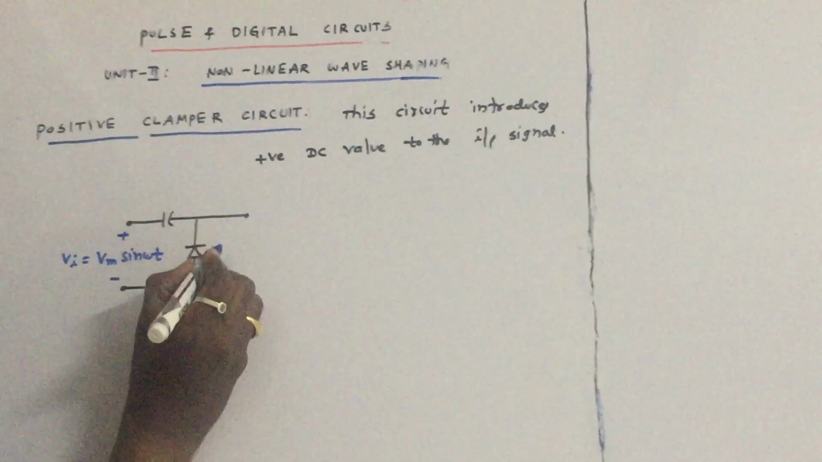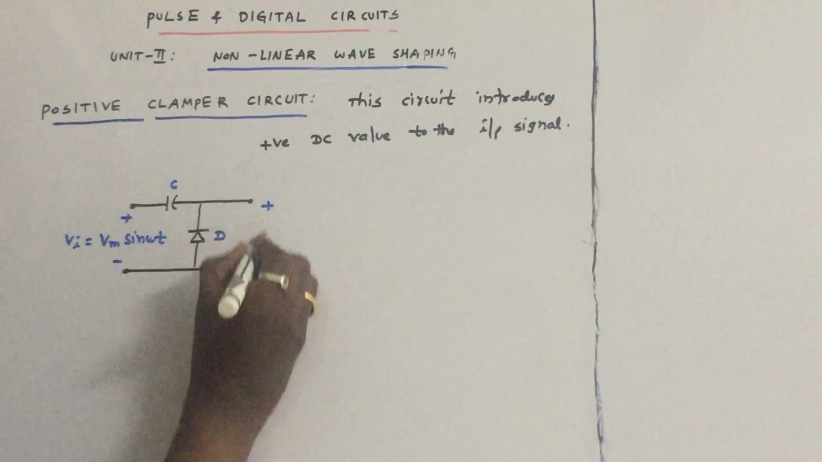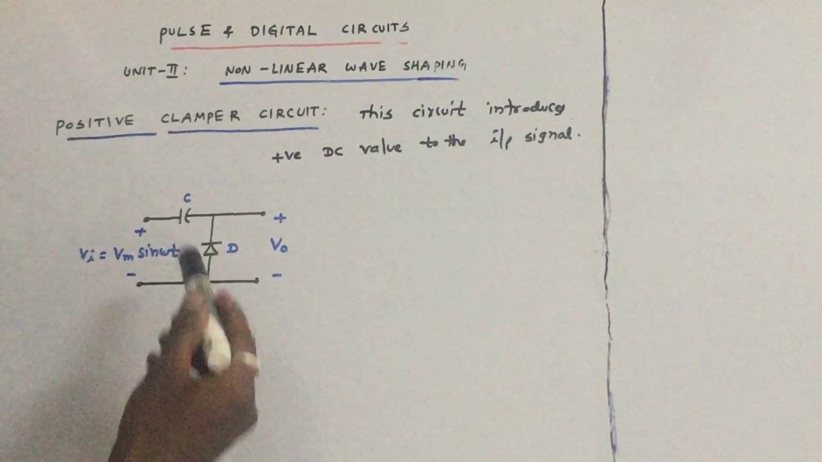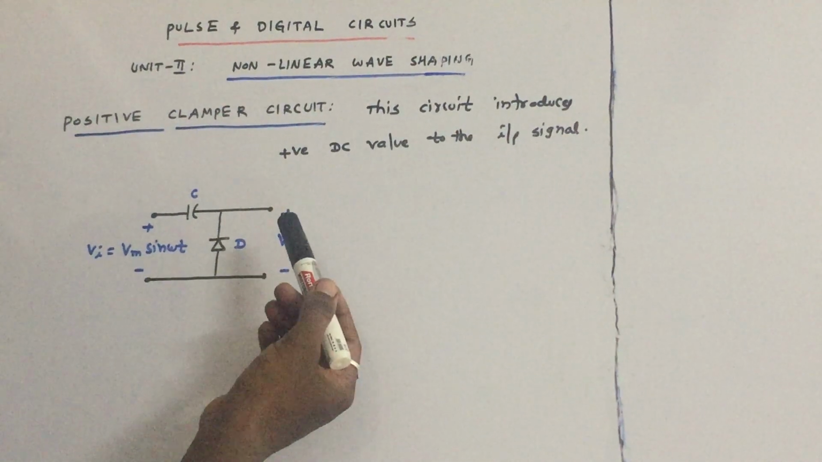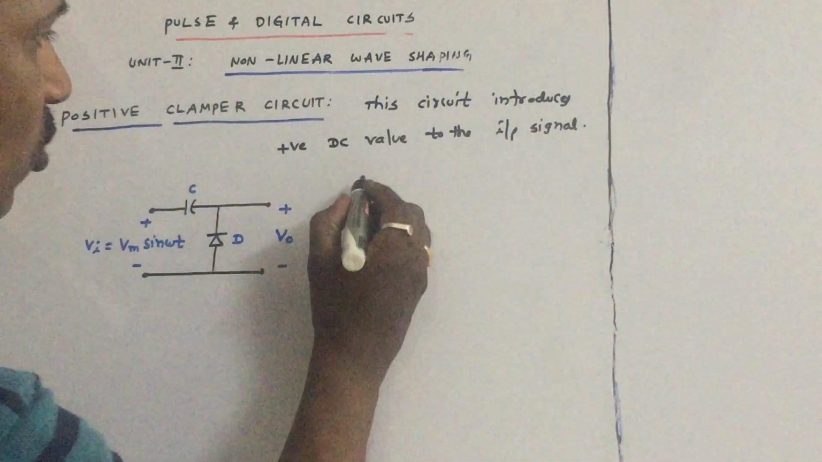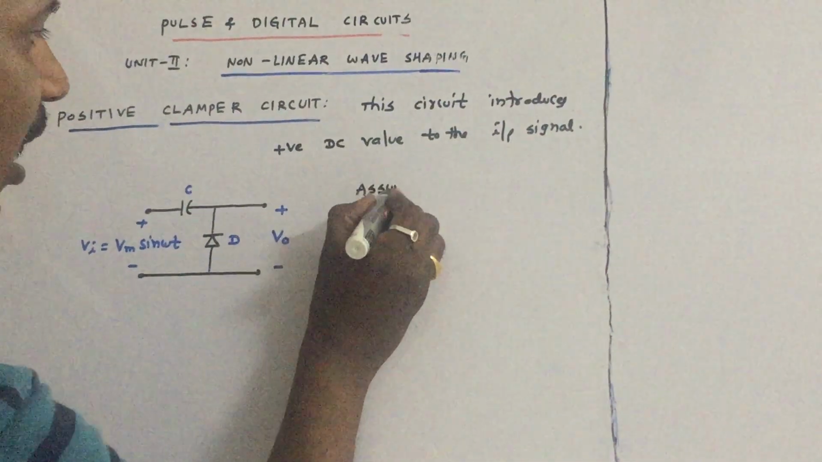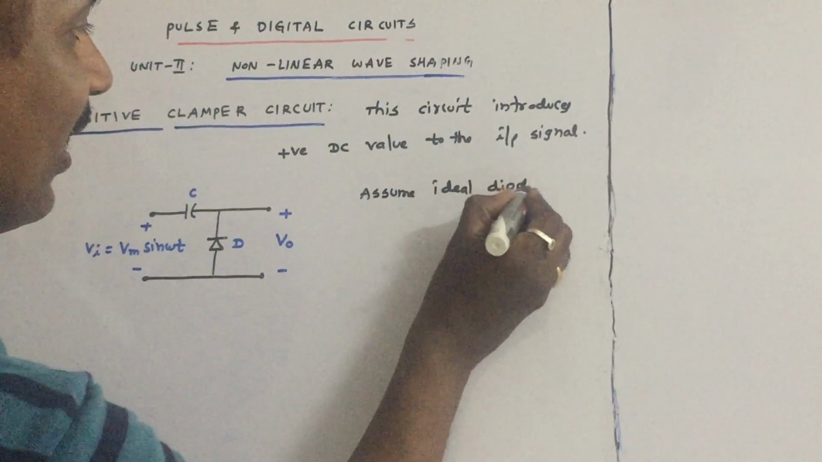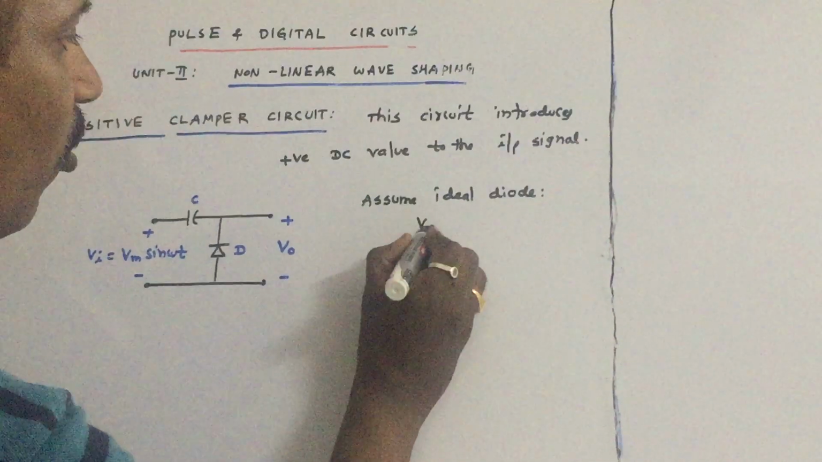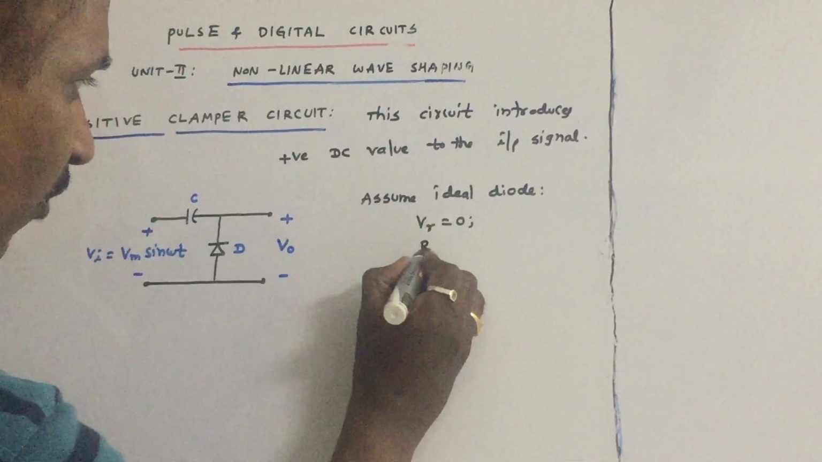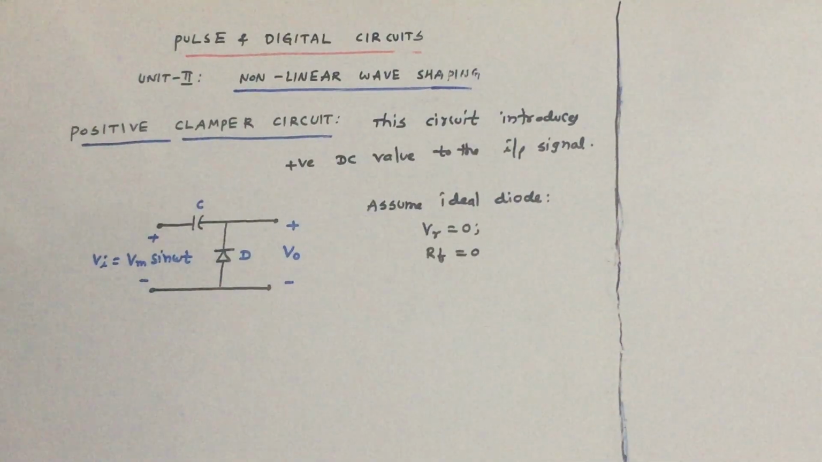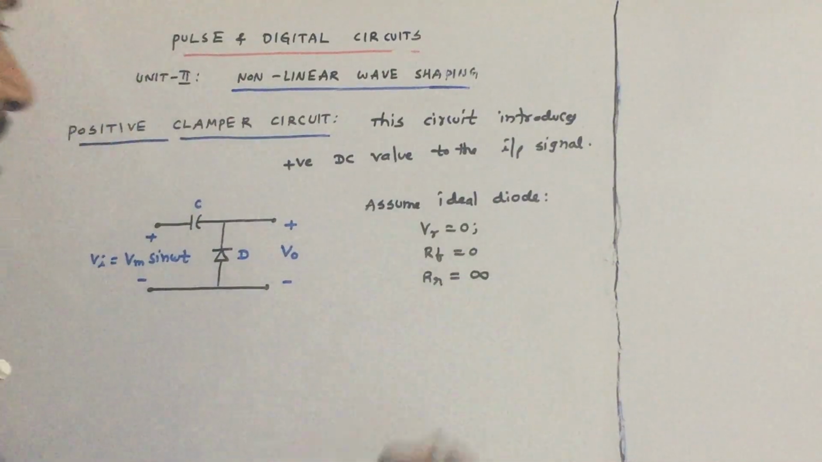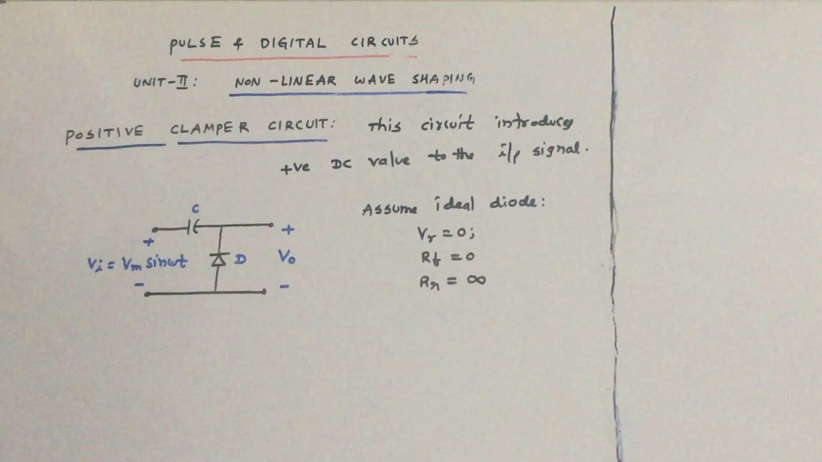So this is the diode, and this is the capacitor. We take the output across these two terminals. In the previous case also we assumed an ideal diode. Here also assume an ideal diode. What are the characteristics of an ideal diode? The cut-in voltage is equal to 0. The forward resistance when it is in on condition is 0. The reverse resistance when it is open is equal to infinity.